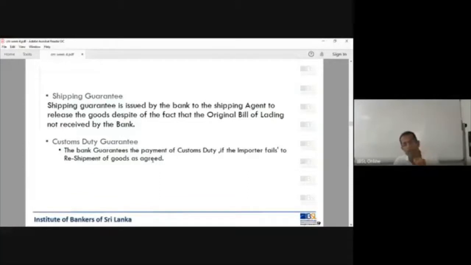We confirm to customs saying that please release the goods for my customer. He will do the value addition and export. If he does not export or he fails to export, the bank takes the responsibility of paying the duty, right? That is called custom duty guarantee.